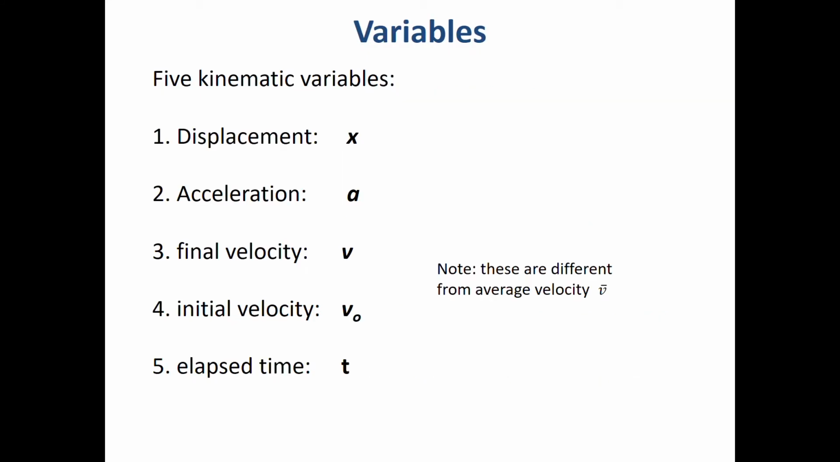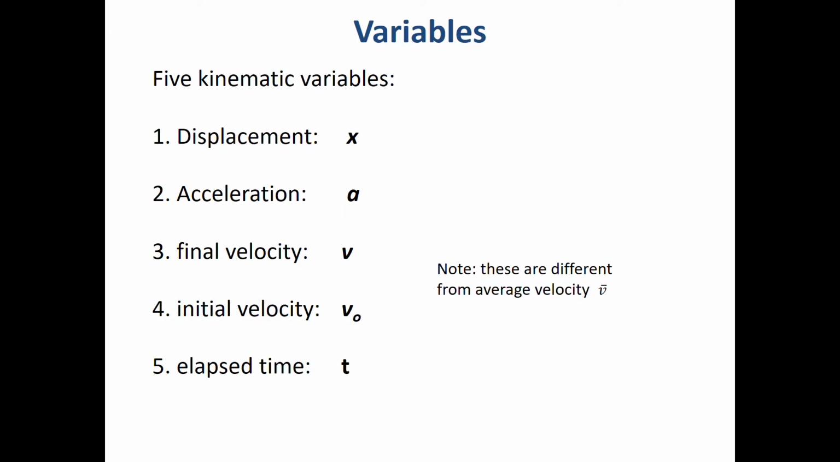So what we can do is define 5 variables, and these are our kinematic variables, the variables of motion, how things move. Displacement, x, acceleration, a, and we're going to assume that acceleration is constant, it's not changing, but I do have an initial velocity and a final velocity over some time t.